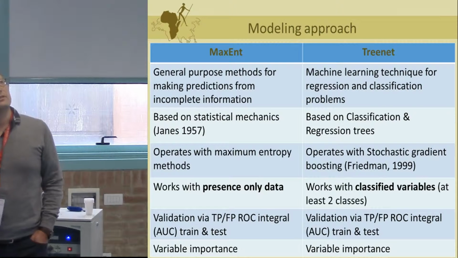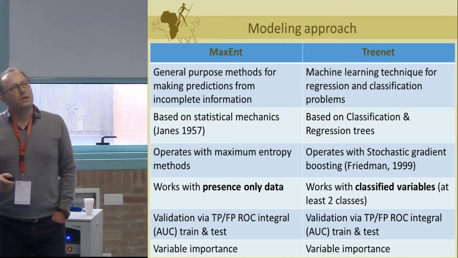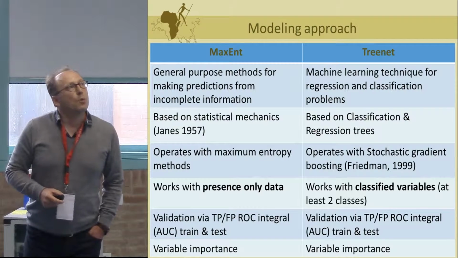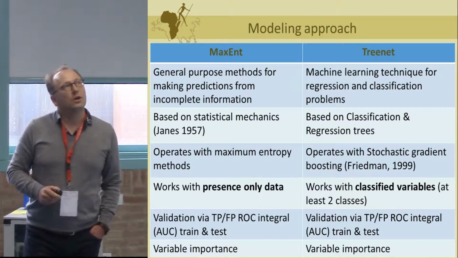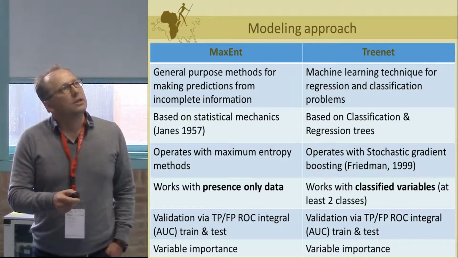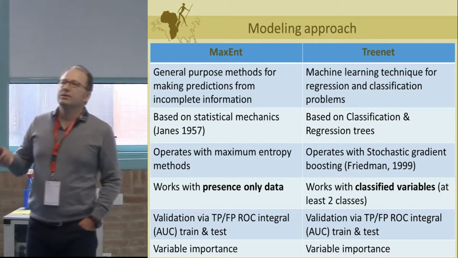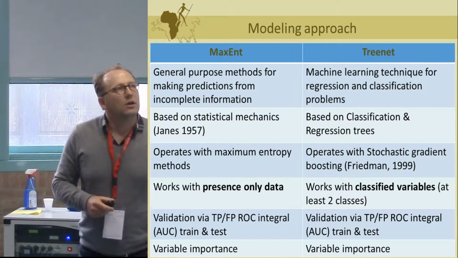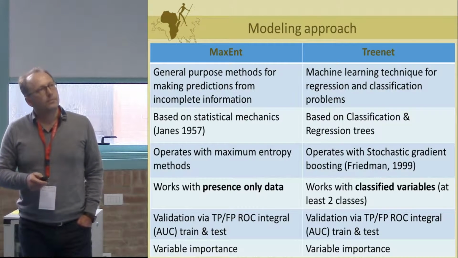and on the other hand, the TREENET approach, which is kind of a classification regression tree method, whereas the Maxent is based on statistical mechanics. The advantage of Maxent is that it can use presence-only data, whereas the TREENET or boosted regression tree approach, as it is also called, works with classified variables. So in this case, for example, the classified Neanderthal variables, in this case the classic and the early Neanderthals, can be assessed with the TREENET approach.